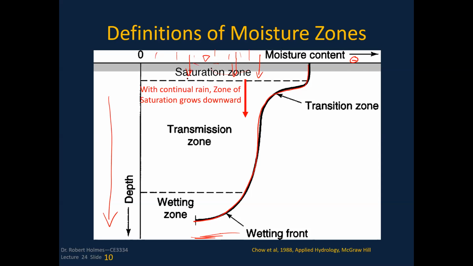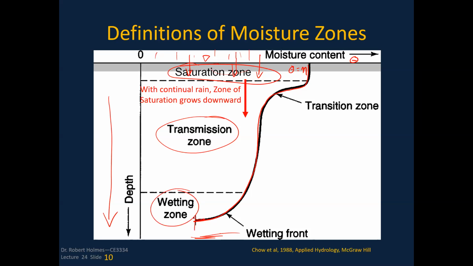So we get this saturation zone. That's where theta is going to be equal to the porosity of the soil, basically the porosity being the volume of voids divided by the volume of the soil material. And then we've got this thing called the transmission zone, and that's the area where it's getting wet because of the water that's infiltrating. And then at the very front of this, you've got the wetting zone.